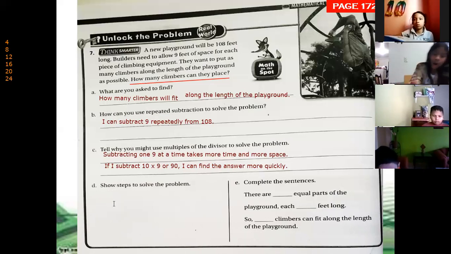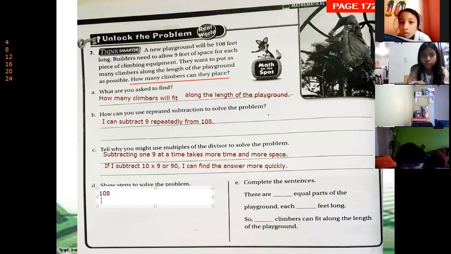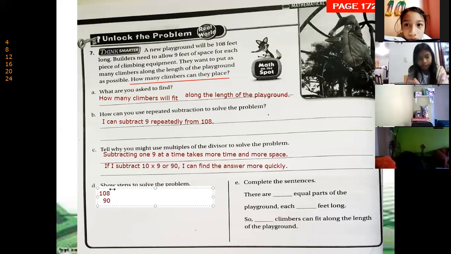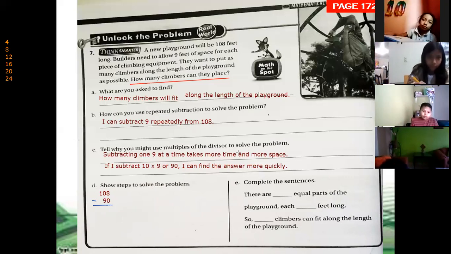Oh, but it's different. Okay. No, because I am going to apply this one. I am going to subtract 90. That way I will apply the multiples here. 108 minus 90. Yeah, because if we subtract 108 minus 9, minus 9, minus 9, minus 9, it's going to take us more time and more space. 108 minus 90.